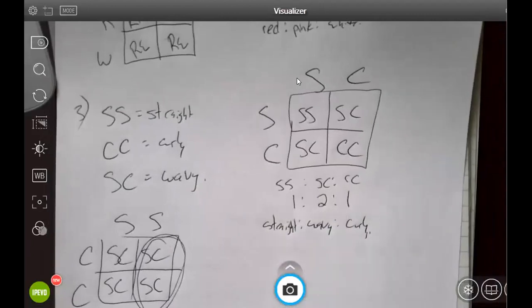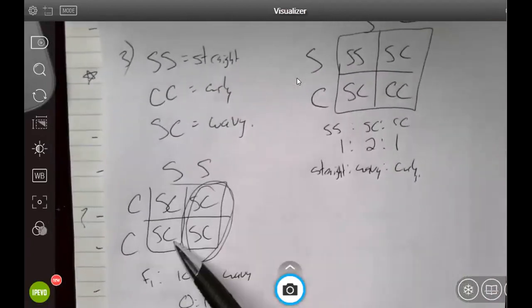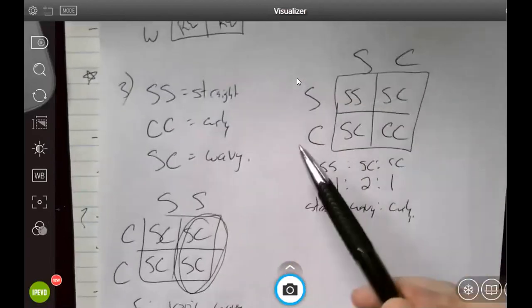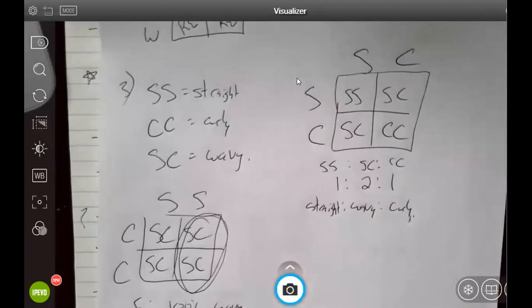By the way, the only time you will ever be asked to determine the genotype or phenotype ratio of an F2 generation is when the F1 generation are all the same as each other. That way you can pick any 2 individuals and cross them and it'll be the same answer. Okay.